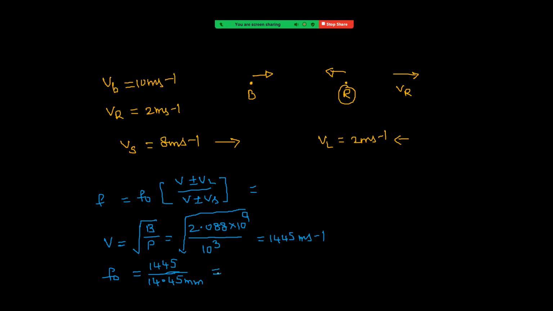That means the frequency will be 10 power 5 Hz, right? So it is given the speed of sound with respect to the river is 1445, lambda is given, therefore the frequency is 10 power 5. Now substitute these values in the above formula: 10 power 5, and the velocity of sound, 1445.